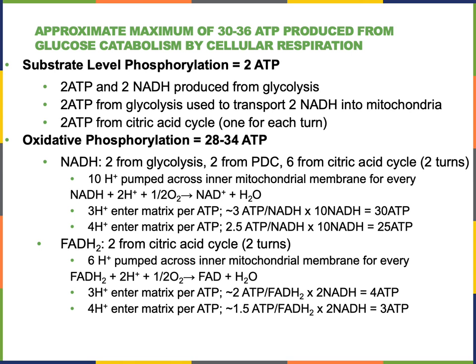So a net of about 30 ATP is a realistic estimate for the maximum ATP production by cellular respiration of glucose. However, it's unlikely that cells actually achieve that theoretical maximum. Efficiency can vary from cell to cell based on a variety of factors. As I pointed out, one of those factors has to do with the transport of ATP in and out of the mitochondria, or the transport of NADH in and out of the mitochondria.